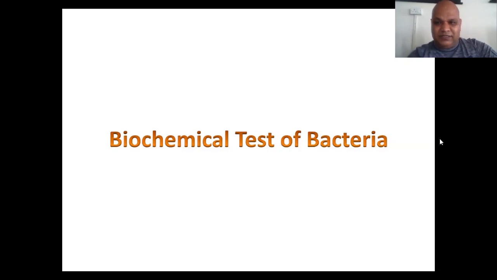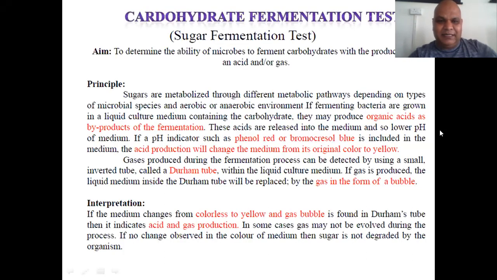So we are going to start with the biochemical tests of bacteria. The first is the carbohydrate fermentation test. As the name indicates, fermentation is involved. Everybody knows that fermentation is a technique of converting sugar into alcohol. When oxidation takes place, that alcohol converts itself into acids, definitely certain organic acids.